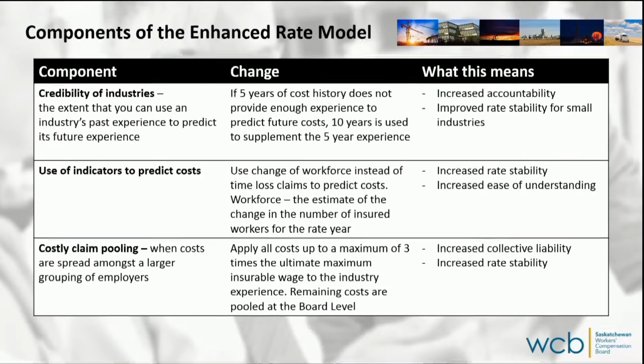The change that we made was applying pooling at 3 times the ultimate maximum wage, which is a better balance between an industry being held accountable for their own claims and collective liability for those rare, high-cost injuries. Costs in excess of 3 times the ultimate maximum wage rate are now pooled at the board level and allocated back to industries based on the industry's proportion of costs. Right now, I think the maximum is just over $252,000. So an employer in an industry will be accountable for the first $252,000 of a claim. All costs after that will be pooled with all employers, and then those costs reallocated based on your proportion of costs in the system.